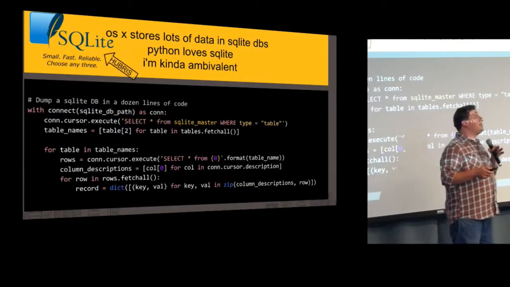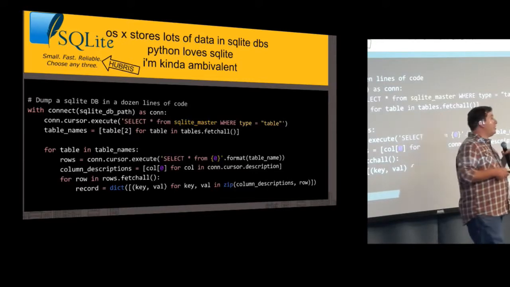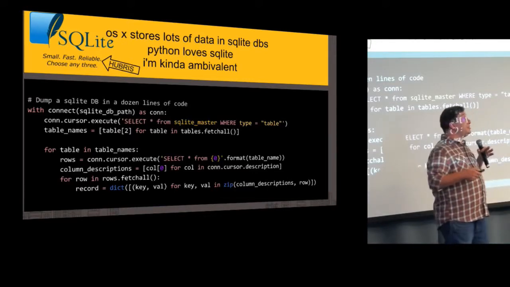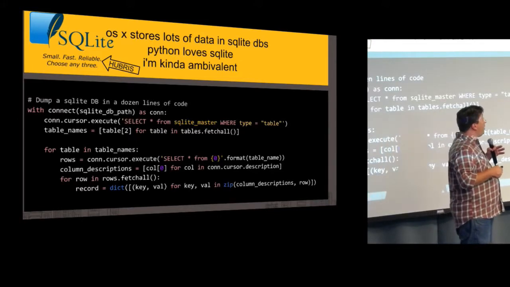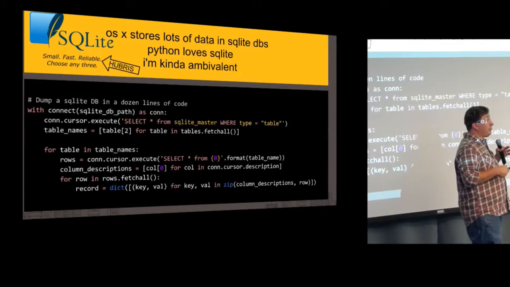OS X stores lots of data in SQLite databases. You're probably all familiar with SQLite. I didn't know until I made this: SQLite's motto is small, fast, reliable. Choose any three.